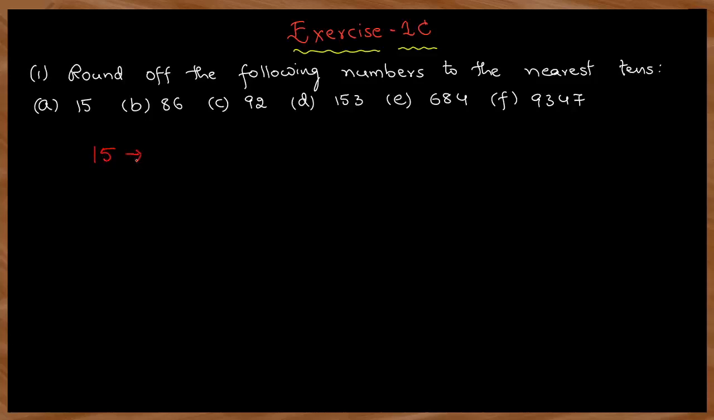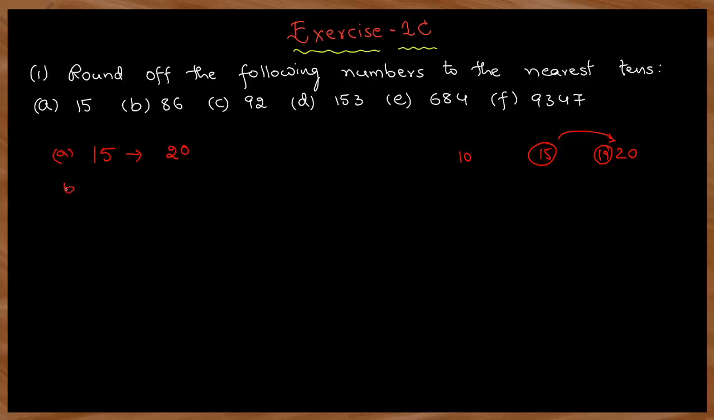15. So 15 is nearest to which 10 here? Now you have to take what is the place value in the tens place here? 10. So from 10 to 20 you have to check. 15 is exactly in the middle. So from 15 to 19 you have to round up to the 20. Therefore, the nearest 10 of 15 is 20. You know that. Next.